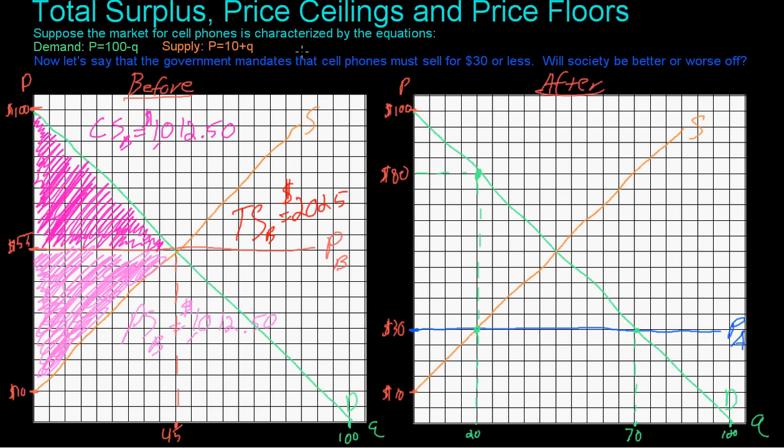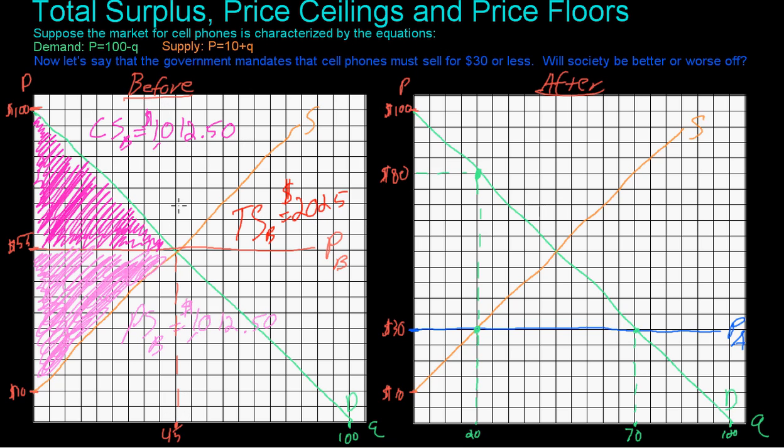So suppose that the market for cell phones is characterized by the equations: demand is where price is equal to 100 minus quantity, and supply is where price is equal to 10 plus quantity. That's drawn over here on the before side, and we have that the equilibrium price will be $55 and the equilibrium quantity will be 45 cell phones. The consumer surplus is $1,012.50 and the producer surplus is the same, and total surplus is equal to $2,025.